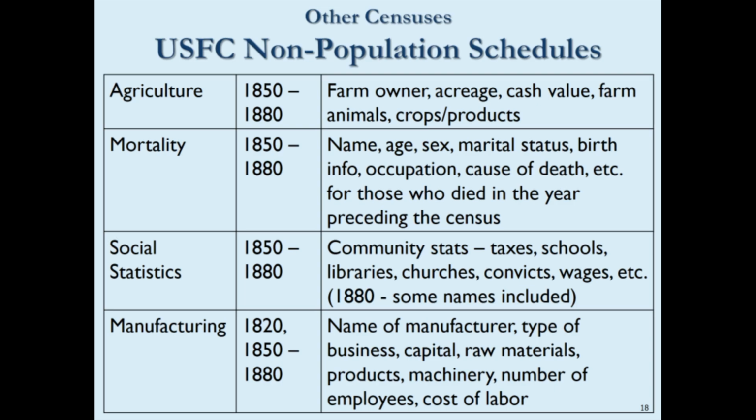The mortality schedule included those who died in the year prior to the census. Social statistics information of 1850 to 1880 was the government wanting to know the value of real estate, annual taxes, number of schools and libraries, local newspapers, etc. As in the agricultural non-population schedule, small manufacturing operations producing less than $500 worth of goods were not included on that schedule.